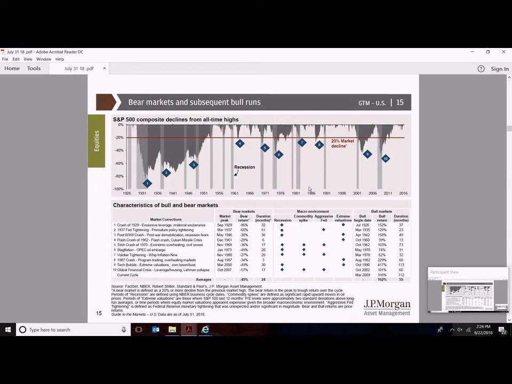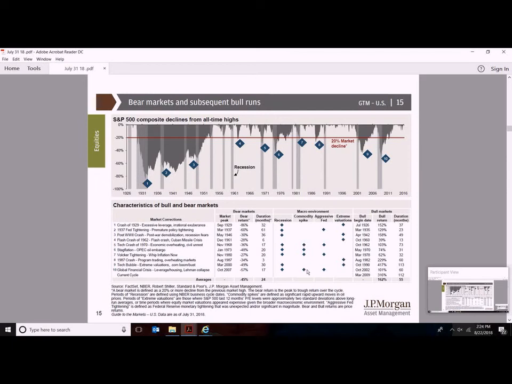But I just want to focus on the macro side, the macro environment. And so this slide will point out four major factors that were present or not present during those 10 market corrections. And so there could have been a recession. So if you look here in this column, a recession was present 8 out of the 10 times for the 10 most recent market corrections.